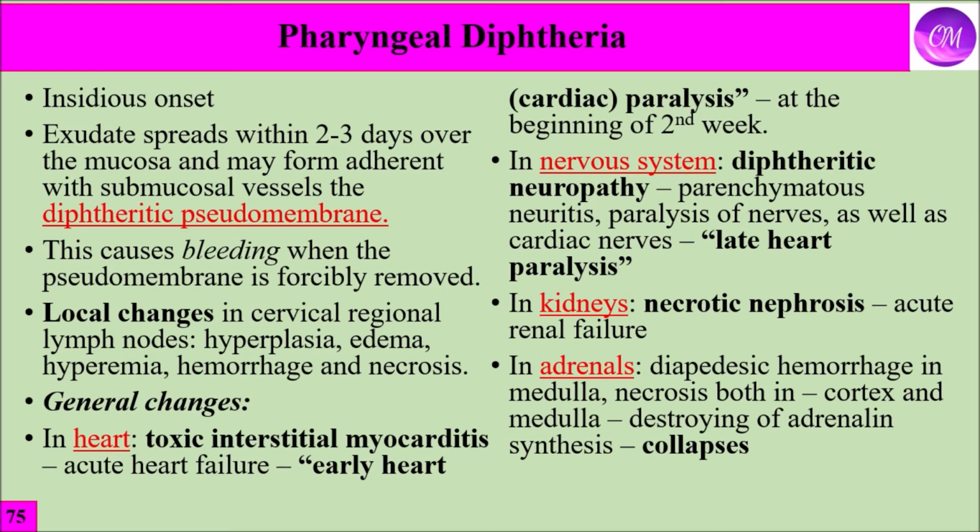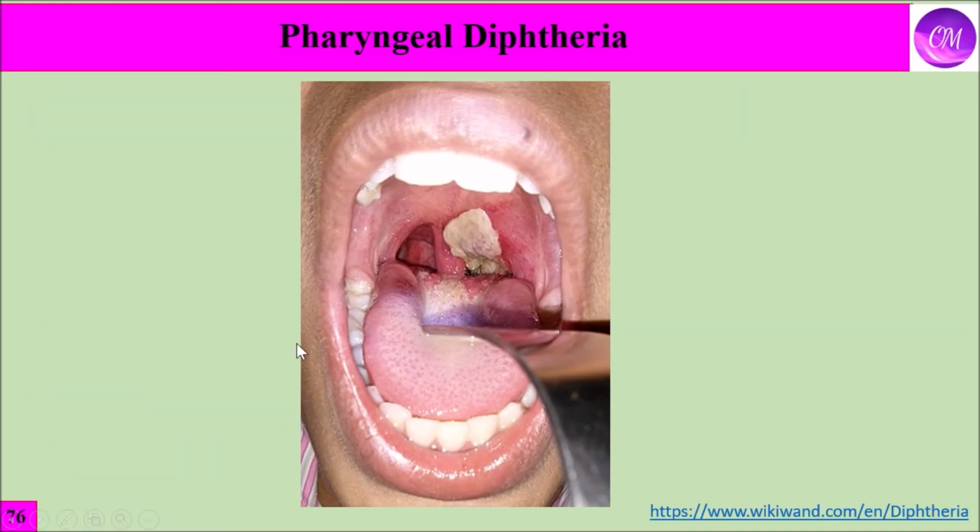In the kidneys, necrotic nephrosis develops that results in acute renal failure. In the adrenals, diapedesic hemorrhage in the medulla and necrosis both in the cortex and medulla result in destruction of adrenal synthesis, which results in collapse in patients. Here you see an illustration of the pseudomembrane in pharyngeal diphtheria.